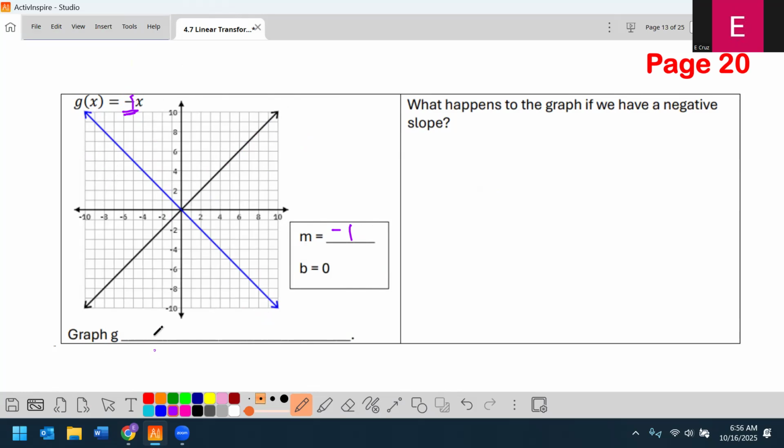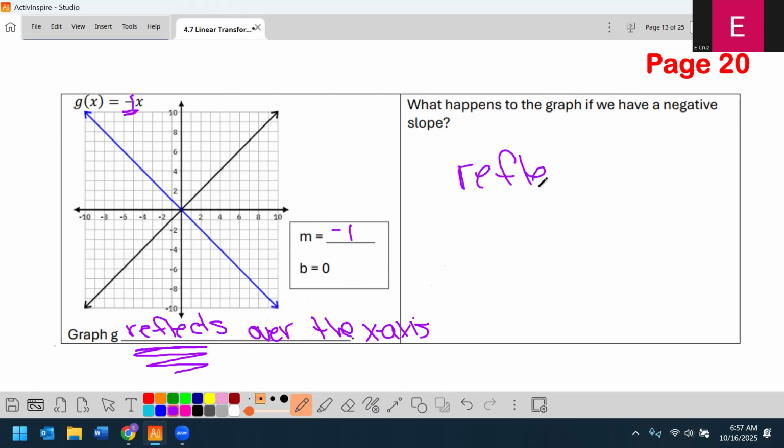Whenever the slope is negative, the graph G, we say that it reflects over the x-axis. It's a reflection. It flipped it. It was going up, now it's going down. Reflects or flips the graph. That's anytime it's a negative. So it doesn't matter if it's a -10 or if it's a -0.8. If it's a negative number, it is going to flip it.